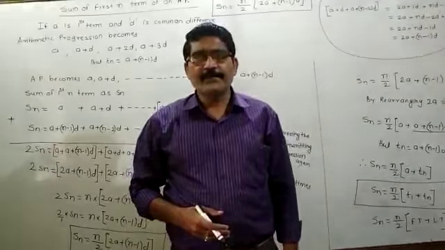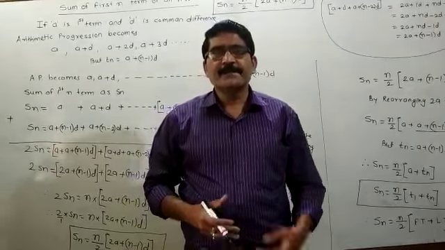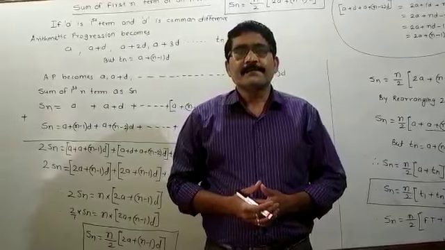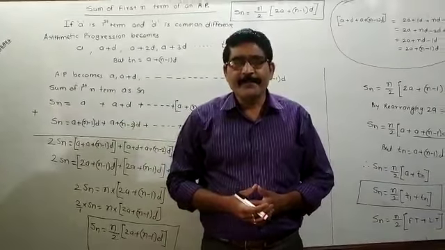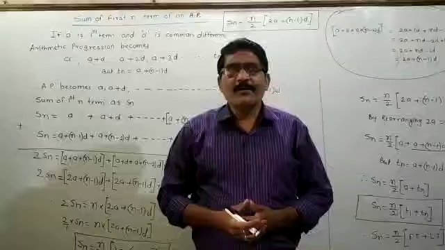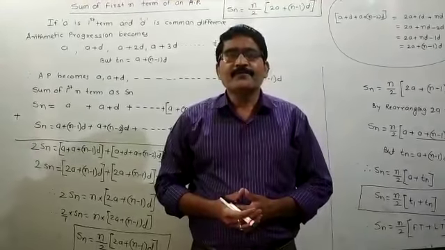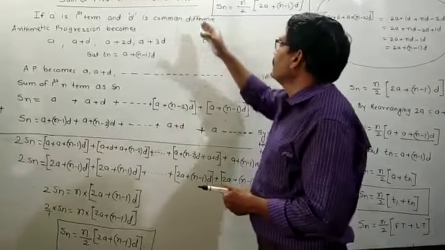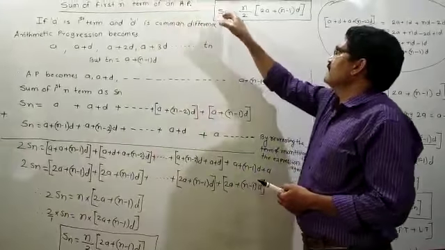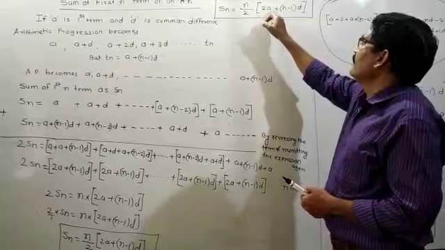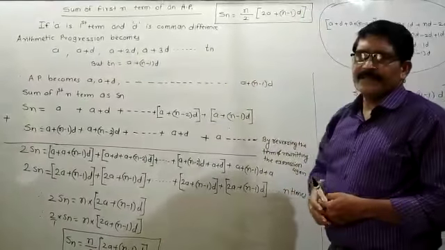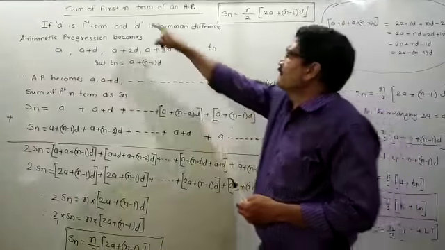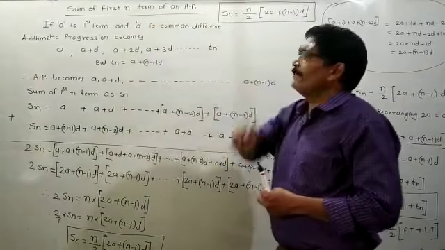Today we have to start with the new topic, sum of the given terms of an AP. How do you find the sum? For that we have a direct formula: Sn is equal to n upon 2 into 2a plus (n minus 1) into d. This is the formula for the sum of the first n terms of an AP.